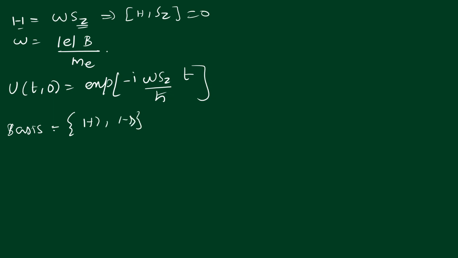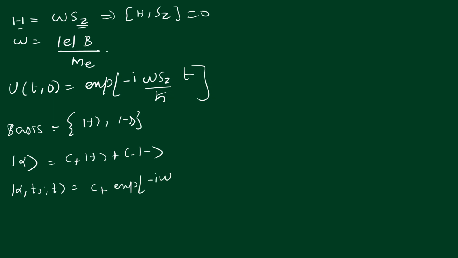Now we consider a general initial state ket alpha equal to c plus ket plus, plus c minus ket minus, and we applied the time evolution operator to this and showed that at a later time, ket alpha comma t0 comma t is equal to c plus exponential of minus i omega t divided by 2 ket plus, plus c minus exponential of i omega t divided by 2 ket minus. This is the time evolved state. Now we consider different cases.